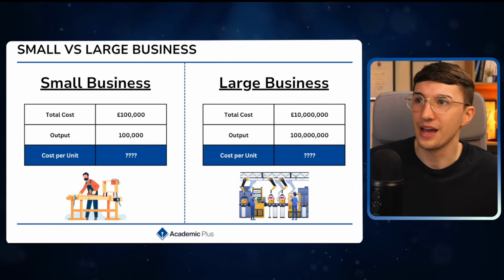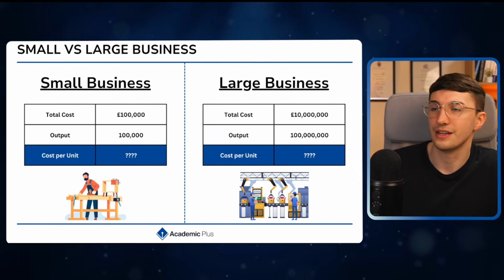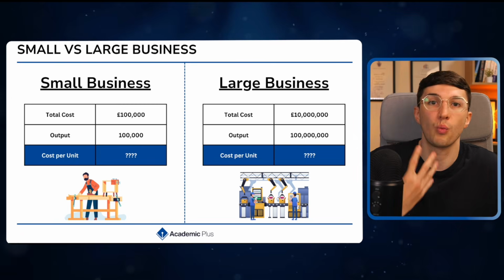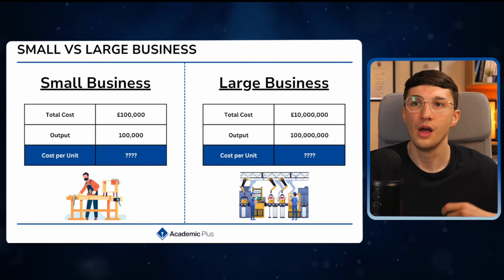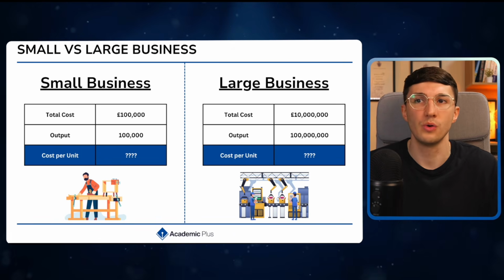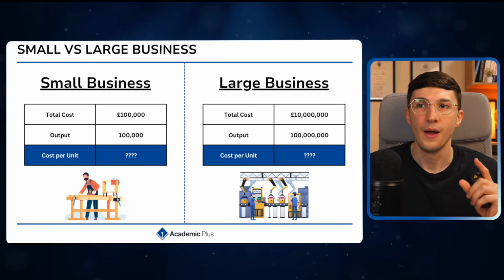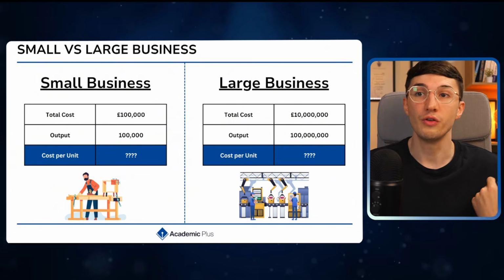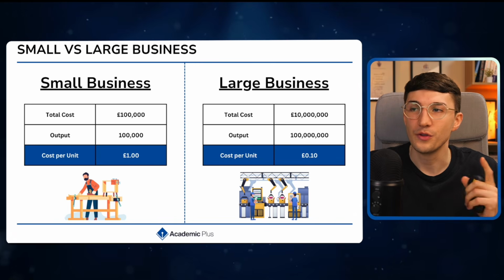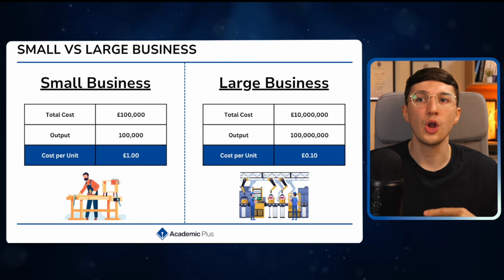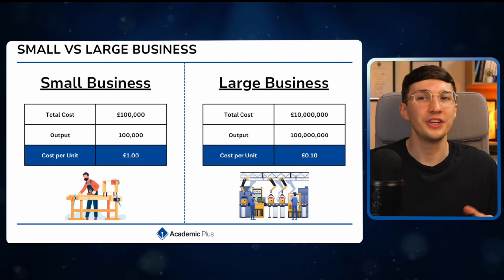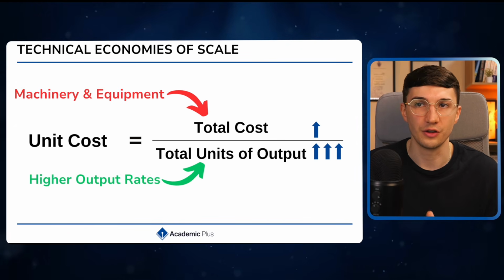So as an example here, you've got the small business. Total cost is equal to £100,000. Units of output is 100,000 units. It's just one person maybe making the products. Versus the large business, total costs have gone up because we're producing more. So that's at £10 million. But the output has now increased to 100 million units. So when we look at the unit costs, well, in the small business, it's £1, but for the larger business, it's 10 pence a unit because that machinery, that technology is more efficient at producing those products.